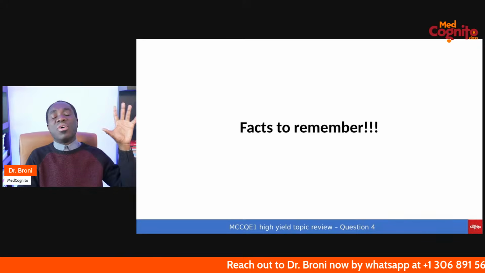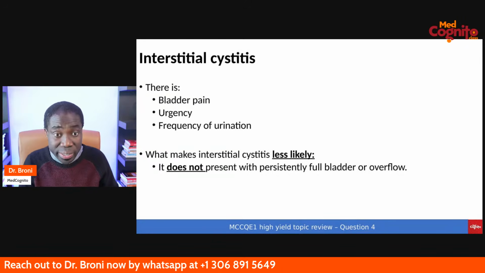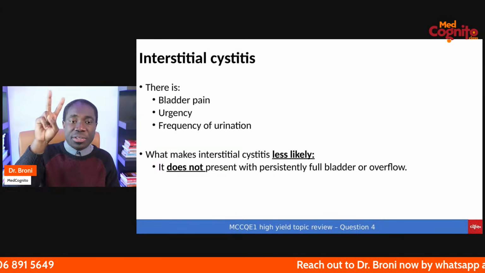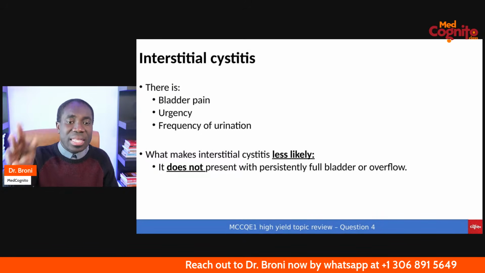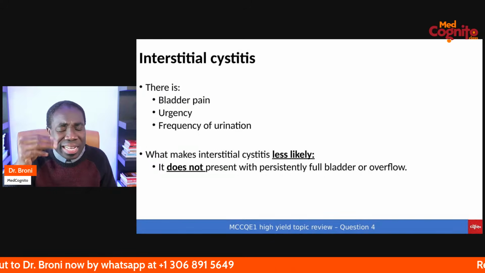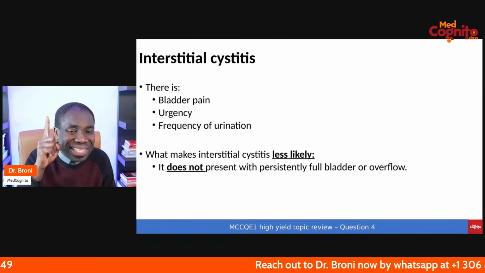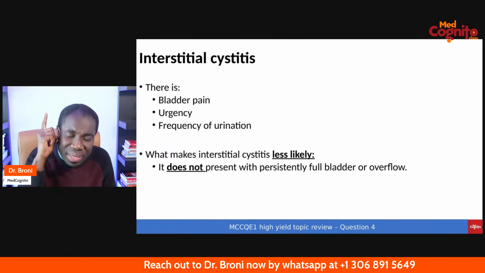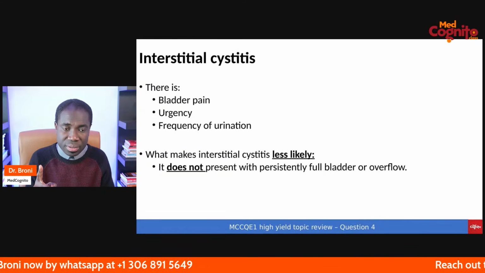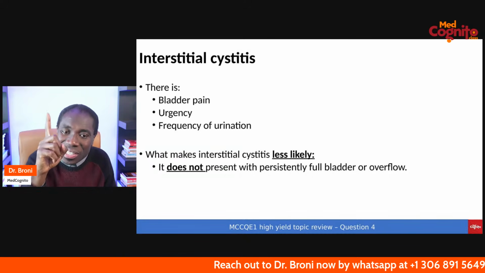So doctors, now that we've done all this, let's remember some facts. Interstitial cystitis, let's learn it quickly. There's bladder pain. There's urgency. There's frequency of urination. What will make interstitial cystitis less likely in your board exam? It does not present with a persistently full bladder. So if you have a patient who you are told that the bladder is always full, that is not interstitial cystitis.